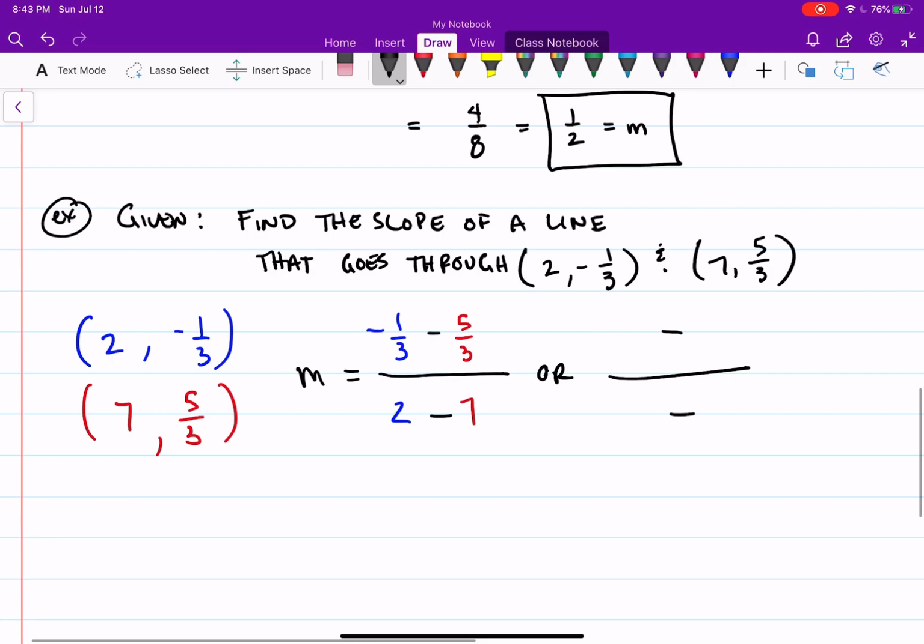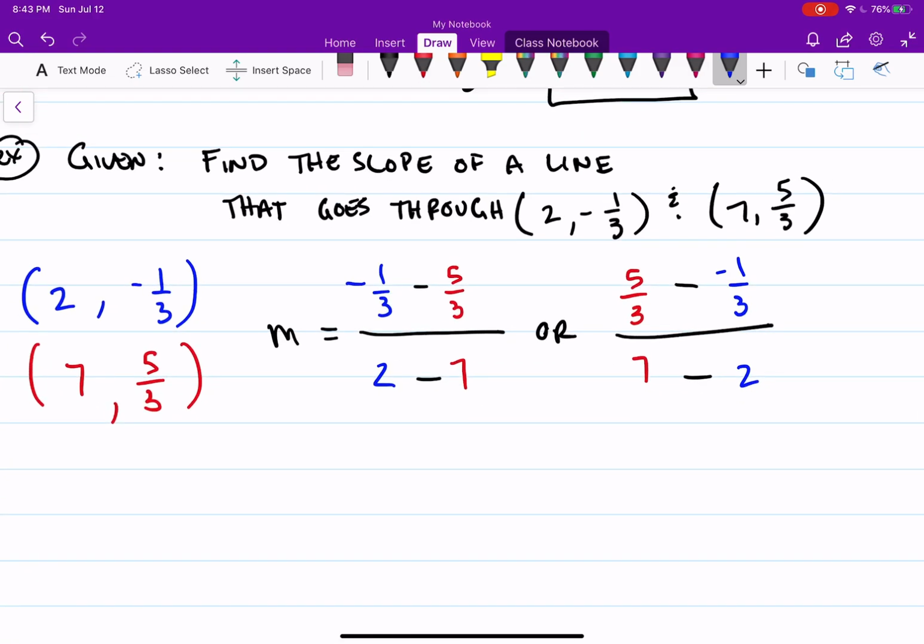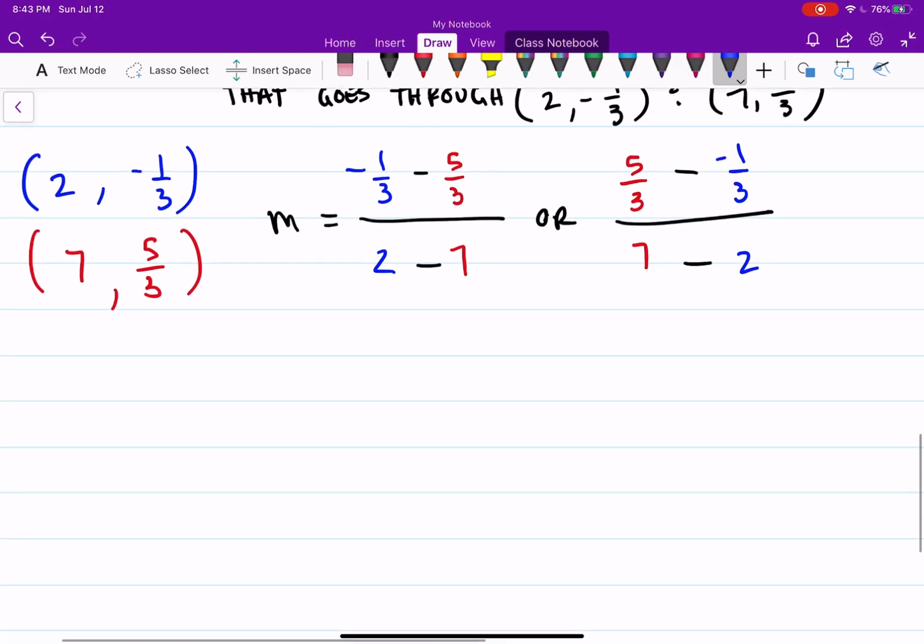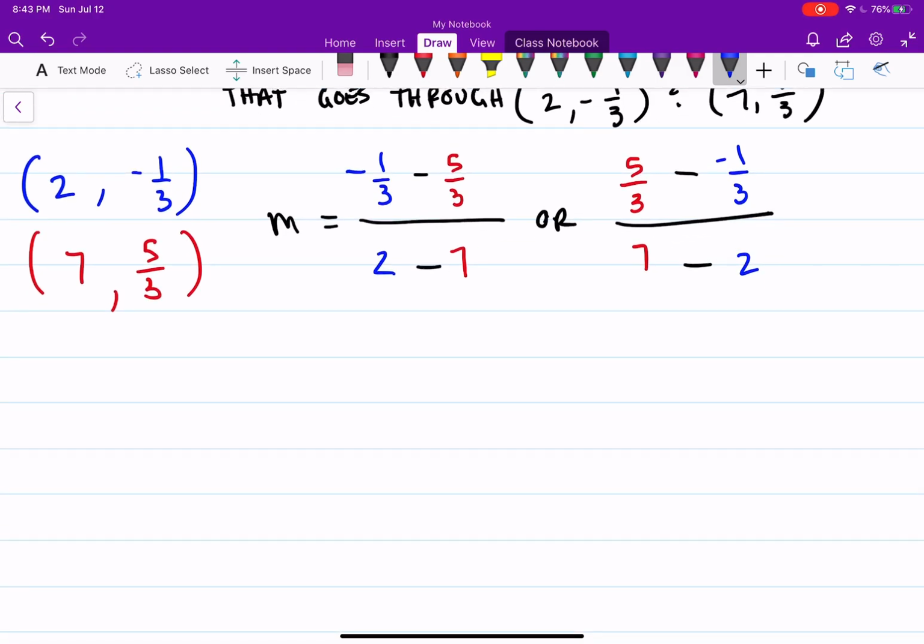If I do the other way, again, I'm looking at the y values, and then still the y values, and then the 7, and then the 2. Okay? So both of these mean the same thing. So on the top, I'm adding and subtracting fractions. So I'm bringing a different concept into graphing, right? I'm adding and subtracting fractions into the concept of finding slope.